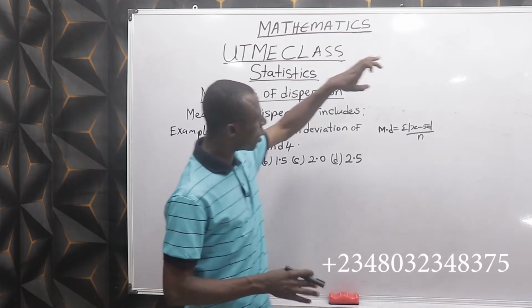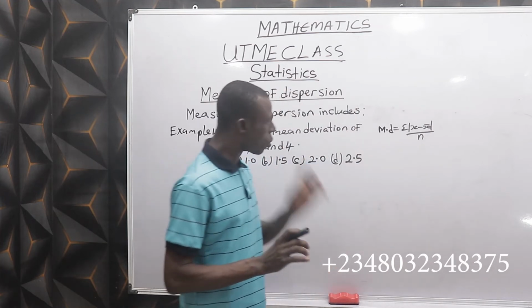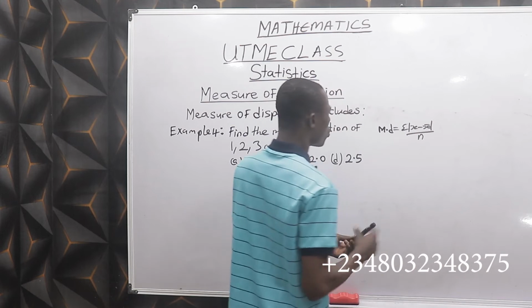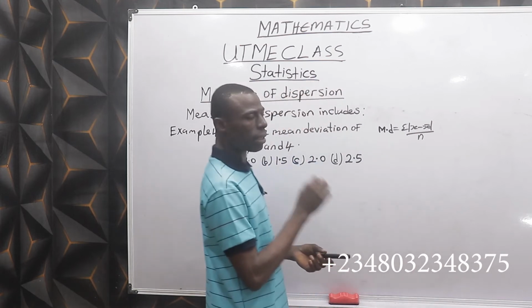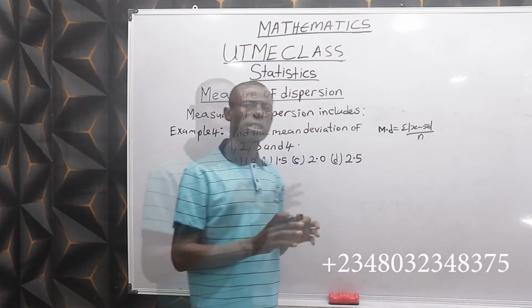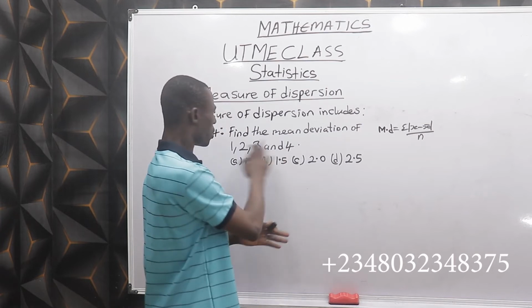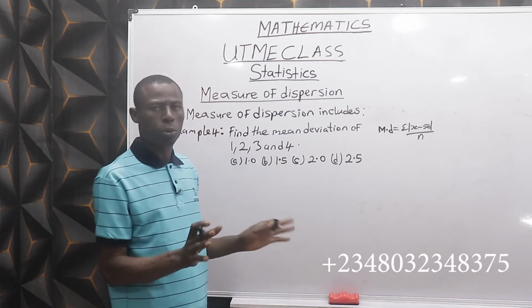That is why we have to get it at absolute value. Mean deviation is only gotten at absolute value. You will understand that when I begin to work. So this is the formula if it is for a non-tabulated data like this, data that is not on a table.